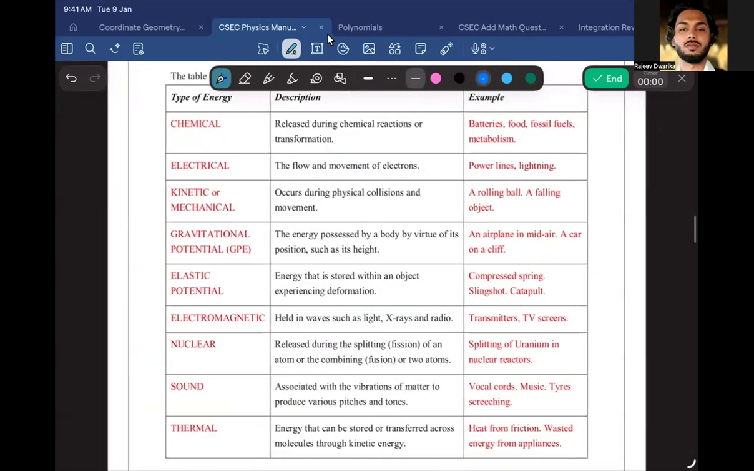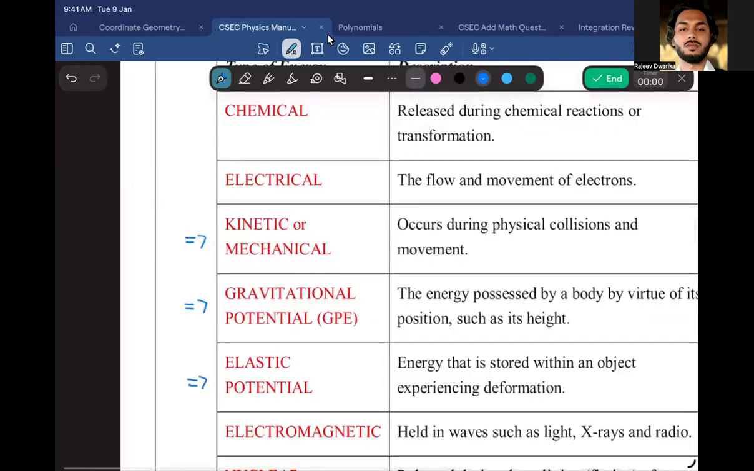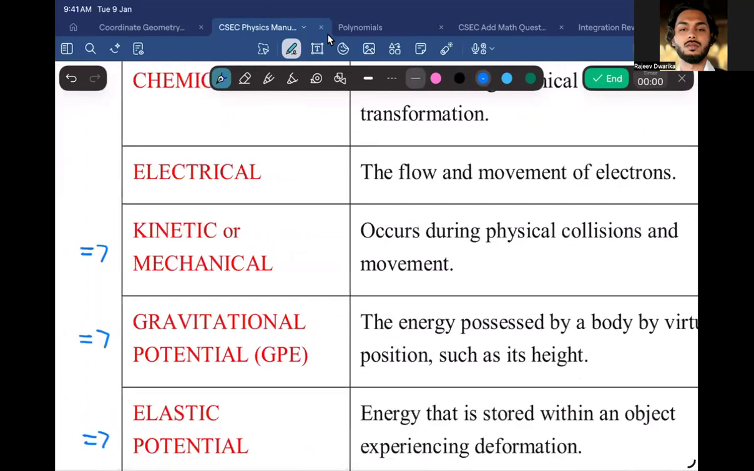You could read up on this after, but the main ones we need to look at in physics are mainly kinetic and mechanical, gravitational potential, and elastic potential. The other ones, not so much, right? You will also see nuclear when we're doing nuclear physics, and you wouldn't really see electromagnetic, right? But the main thing you need to know about is kinetic and mechanical.